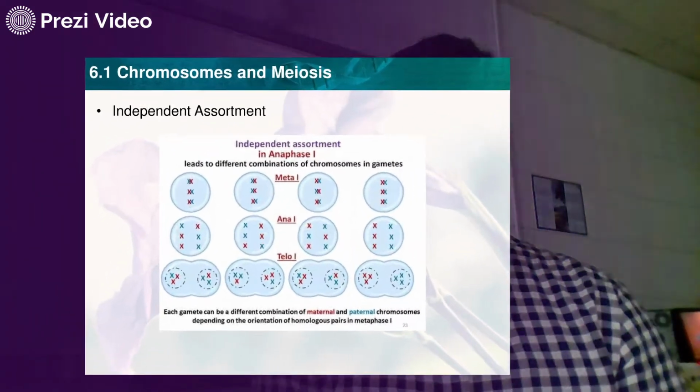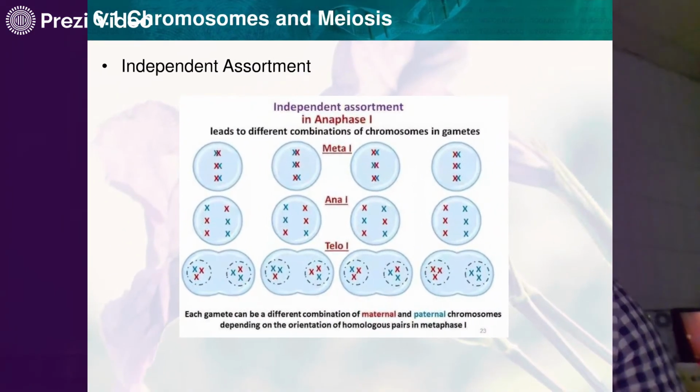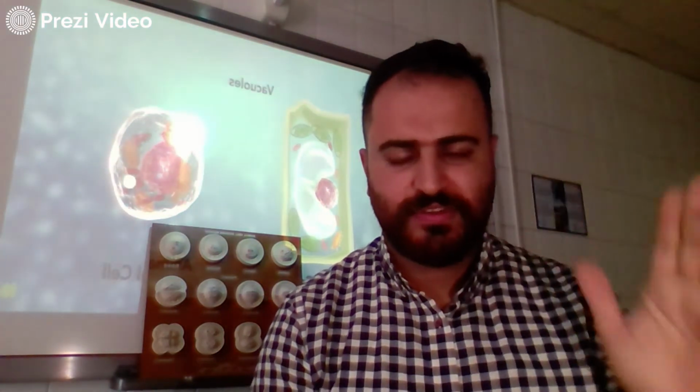So, during independent assortment, the chromosomes, during metaphase, when they want to separate, they separate in a random fashion. Remember that we are speaking about 46 chromosomes, separating 23 to one cell and 23 to the other cell. The separation has no rule.